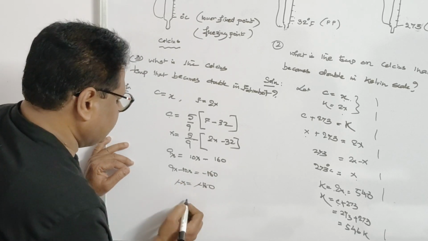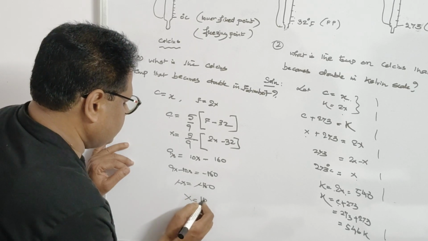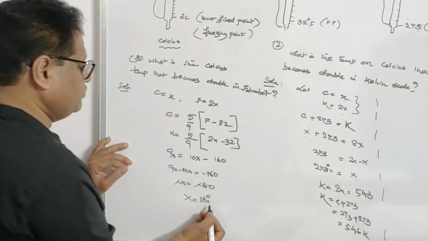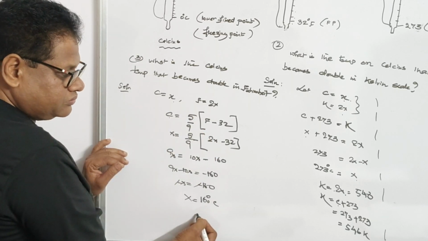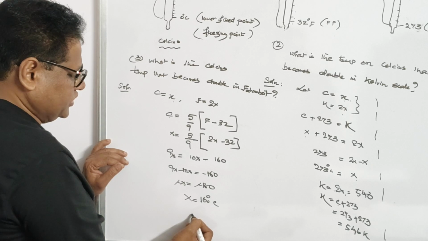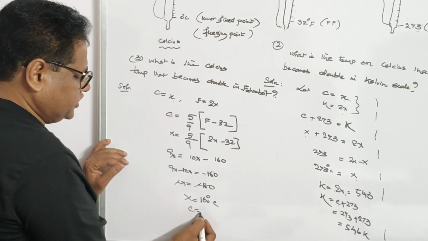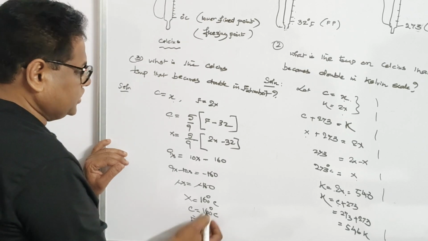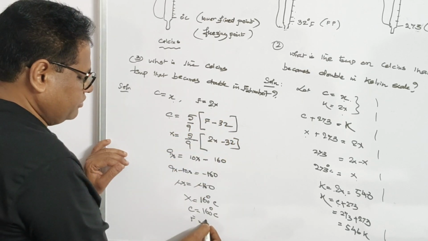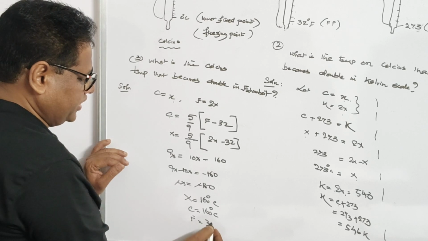The negative signs get cancelled. So x equal to 160 degrees, because we took x as Celsius. So the answer is 160 degrees Celsius. This is the Celsius temperature. So if the Celsius temperature is 160, then the Fahrenheit temperature is twice of that. So it is 2 times 160, that is 320.